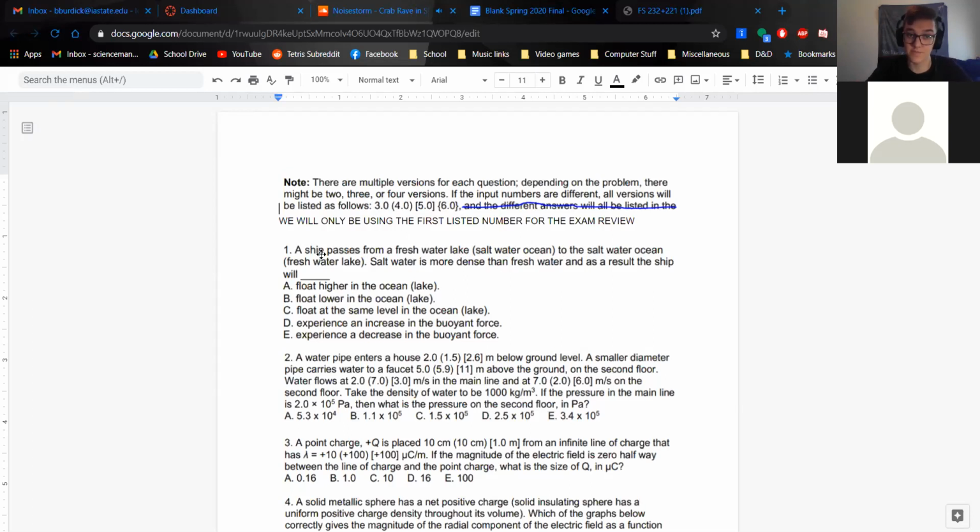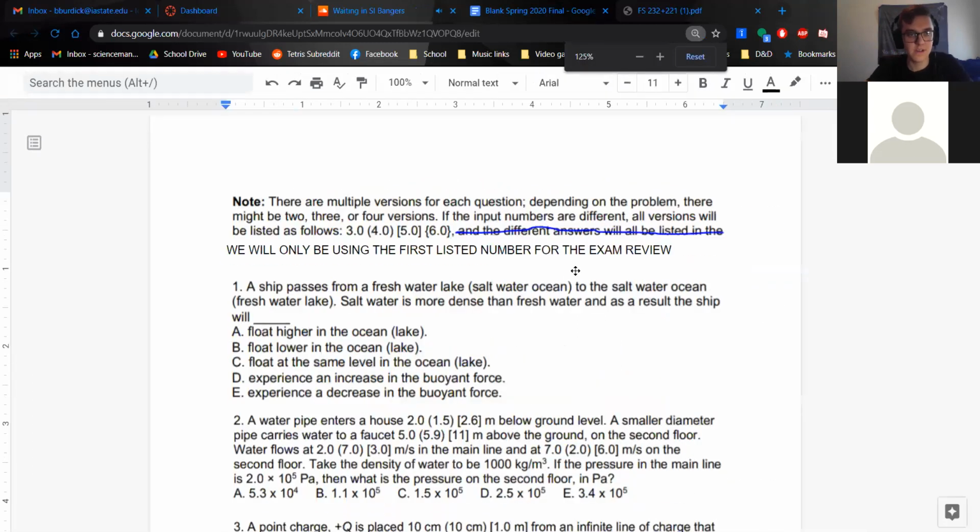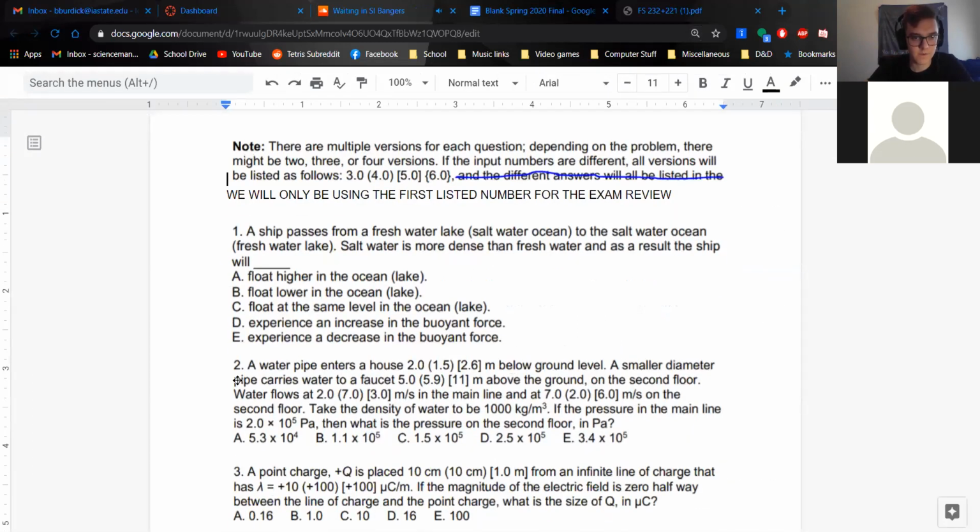So for this first problem, we have a ship passes from a freshwater lake to the saltwater ocean. We're not concerned with what's in these parentheses. To make sure that everyone gets a consistent answer, just ignore what's in these parentheses or square brackets or anything like that. All we want to do is take the first number. So hopefully that makes sense. Ask questions if it doesn't. But yeah, we're ready to get started. I'll zoom in a bit and you can read the question.